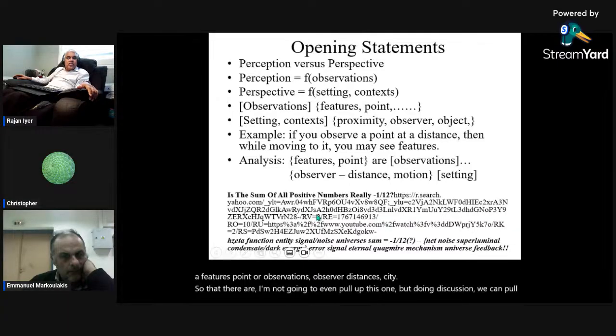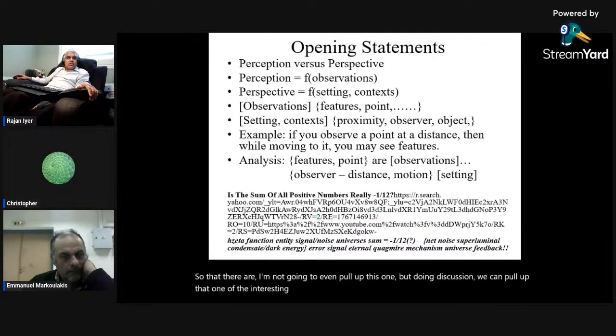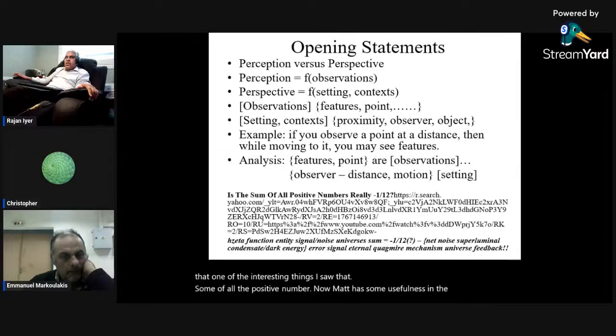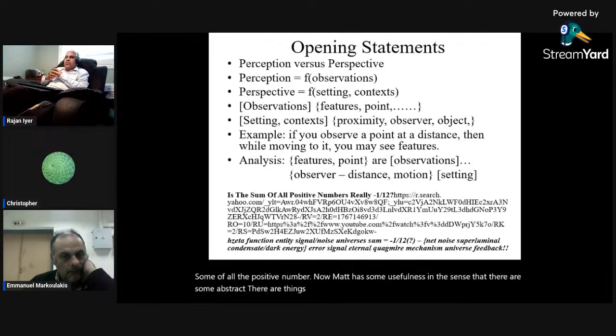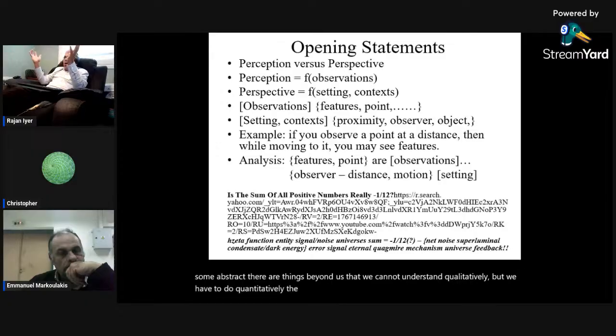I'm not going to even pull up this one, but during discussion we can pull that up. One of the interesting things I saw was the sum of all the positive numbers. Now, math has some usefulness in the sense that there are things beyond us that we cannot understand qualitatively, but we have to do the math quantitatively. Also, like, we want to count the number of stars. We cannot really count them from a distance. There are more things, right?